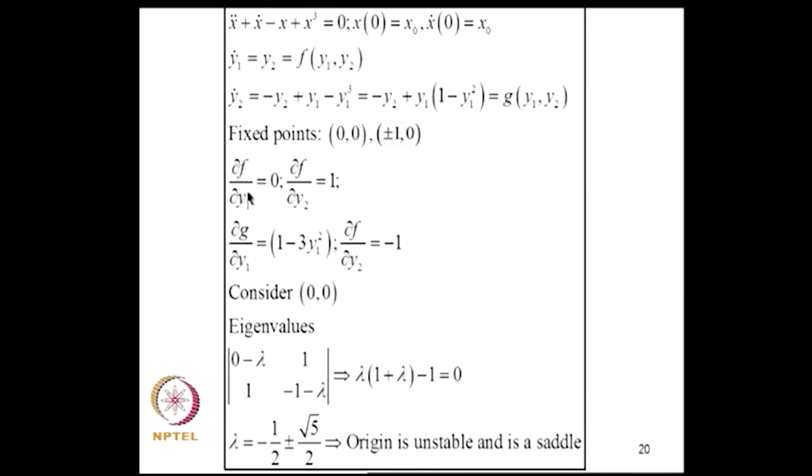Now, we can evaluate ∂f/∂y1 and the other functions, and this will now be a function of y. Therefore, we have to assign the right values for the equilibrium points and then evaluate the eigenvalues. So, at the origin the eigenvalues are given by this equation, and we get lambda to be this, and we can conclude that the origin is unstable and is a saddle.